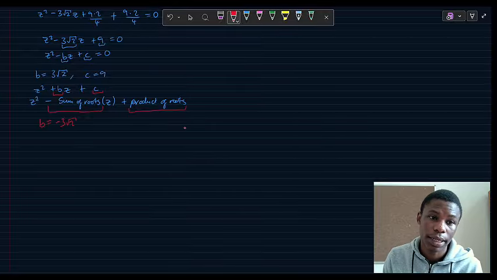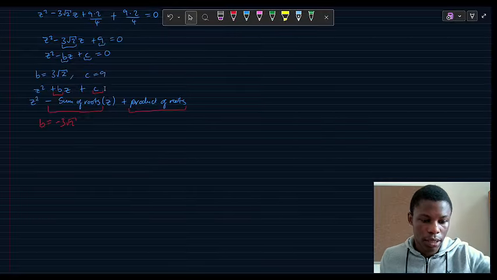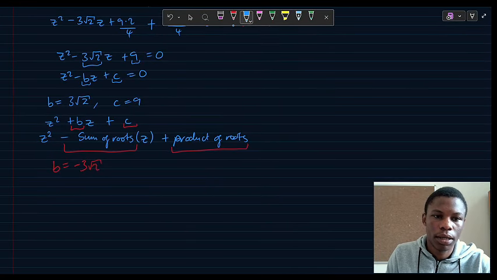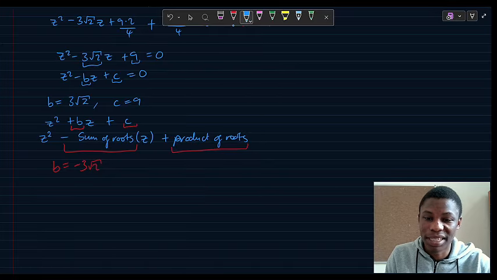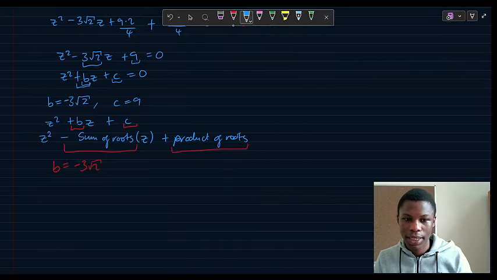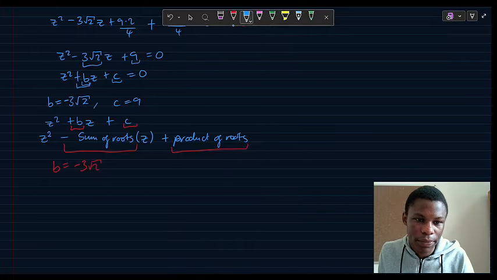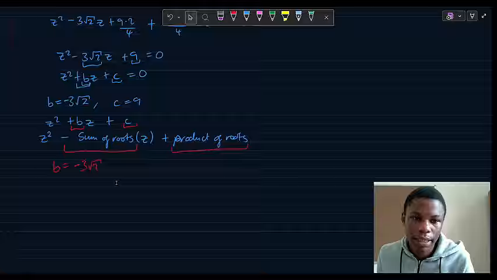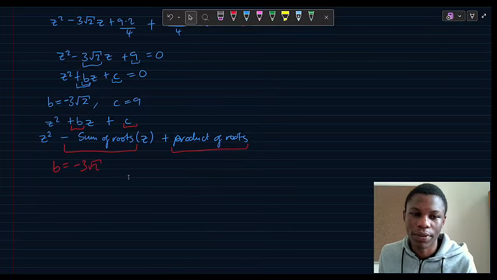And I'm just realizing that for some reason there I wrote this as z squared minus bz plus c, but the question clearly states that this is plus bz. So if that's plus bz, it means that b has to be the whole negative 3 root 2, so that has to have a negative sign. So just correct that. Okay. And so from the sum of roots idea, here we get that b has to be negative 3 root 2.